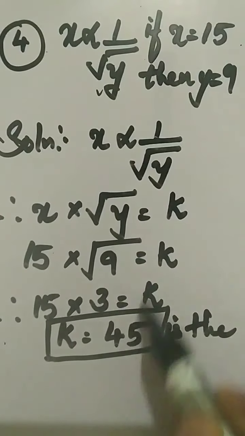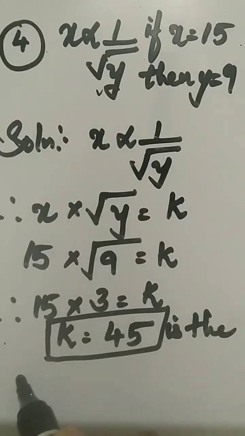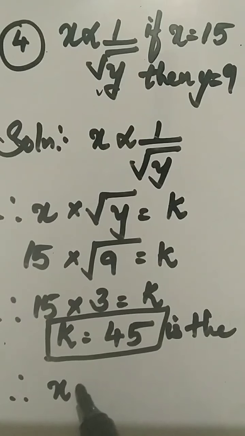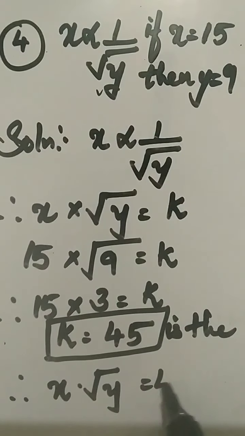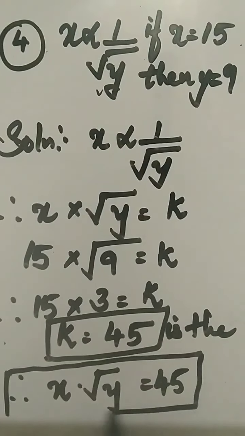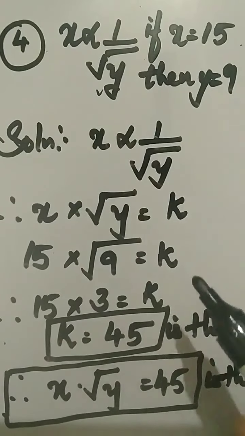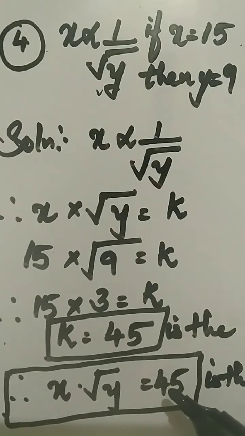Completed. The same constant you substitute here. So you get therefore x into root of y, or x square root of y is equal to 45, is the equation of variation. Okay, you have to complete that. So I hope children this is a very important question both for your board exam and for your 10th standard. So you should know to write down the constant as well as the equation.